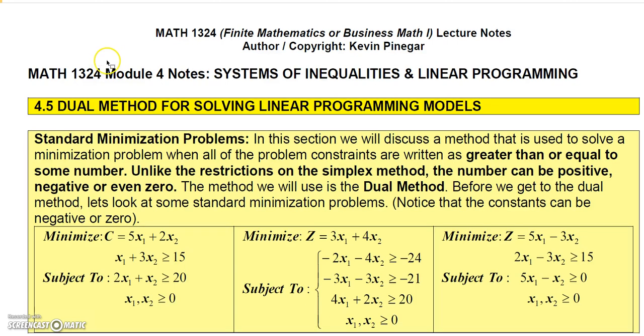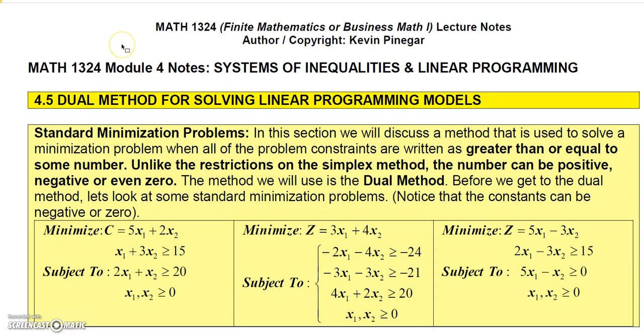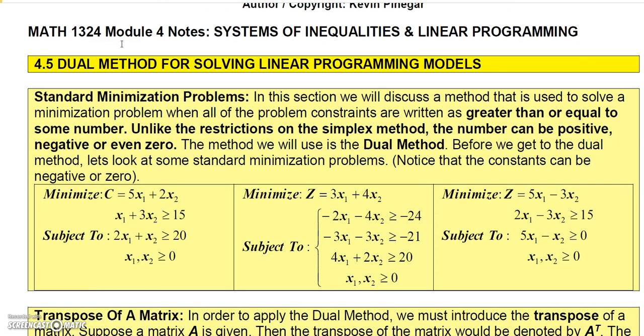All right, in this section, we're going to talk about how to solve problems that are sort of the opposite of standard maximization problems. And in this section, we're going to solve what's called standard minimization problems. And a standard minimization problem is where you're minimizing, like right here you can see we're minimizing this function, but all of your constraints are in the greater than form. So greater than or equal to.